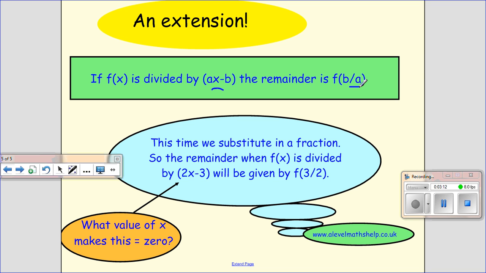The notation, as I've said before, I think can be confusing on this. But a clever way of thinking about it is what x value would make that go to 0. The x value to make this go to 0 would be 3 over 2. And that's the fraction that you use.